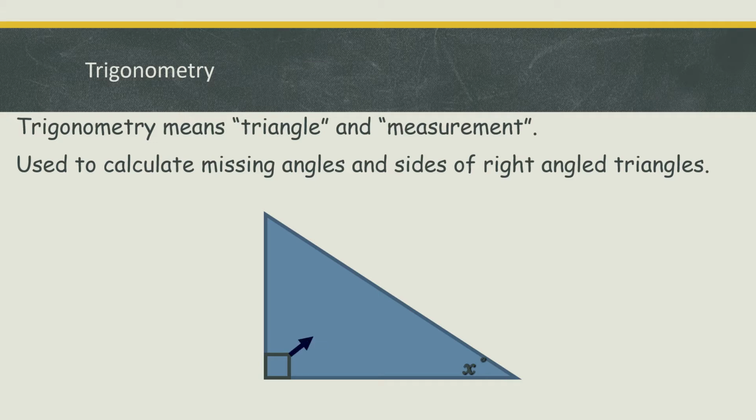The side that is opposite the right angle is known as the hypotenuse, and that's the long side of a right-angled triangle. The side that's opposite our angle of x degrees is known as the opposite side, and the side that's adjacent to our angle of x degrees that's not the hypotenuse is known as adjacent, because it's the one that's beside our angle of x degrees.